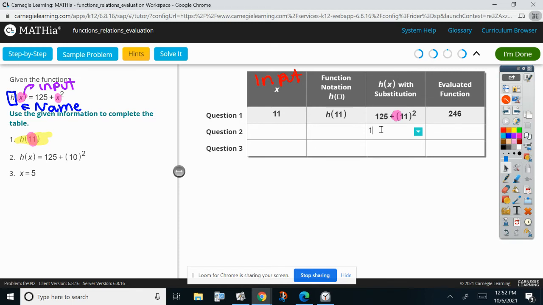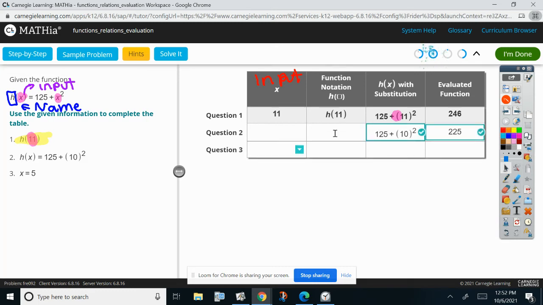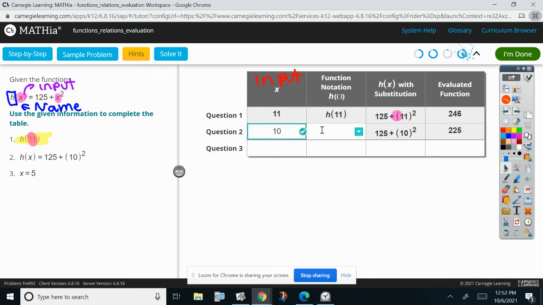Question 2, it gives me the substitution rule. So it gives me 125 plus 10. Oh, I need parentheses around that 10 because I'm substituting squared. The input I gave the rule was 10. So my input is 10, and I took rule h, gave it an input of 10 for my function notation.